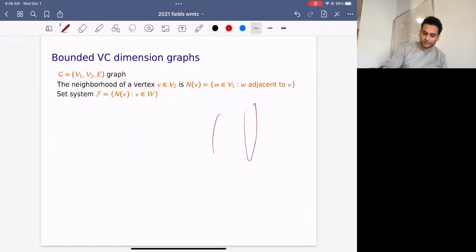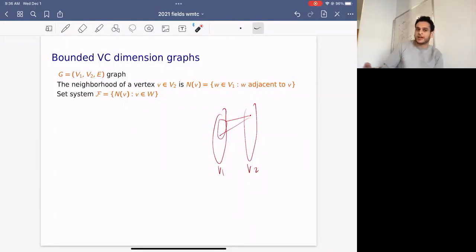I take a bipartite graph and I look at the neighborhood of a vertex v on the right side. So I have V1 and V2. I pick a point here and look at all the vertices that it's connected to. That's the neighborhood of this vertex v. And I look at the set system, which is the set of neighborhoods of everything on the right. This gives me a set system, and the VC dimension of the graph is defined to be the VC dimension of this set system.